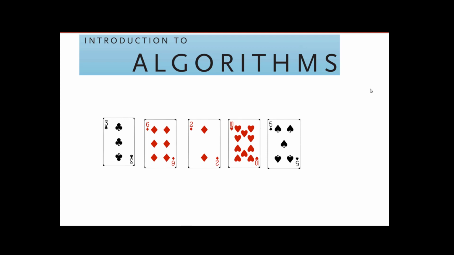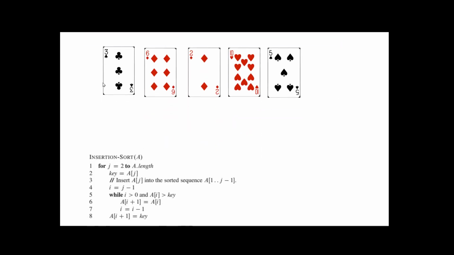next videos. Suppose that we are given an array, for example A, which contains the elements 3, 6, 2, 10, and 5, and we are asked to order them increasingly from left to right. If you take a look at the algorithm, it has a main for loop. It goes from j equal 2 to the length of A. Here, the length of A is 5. So j goes from 2 to 5.